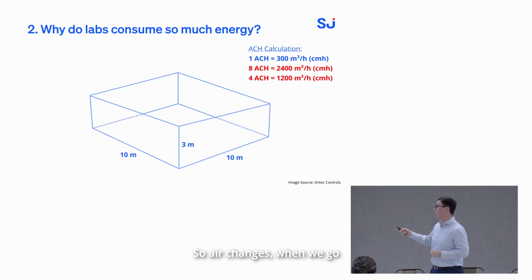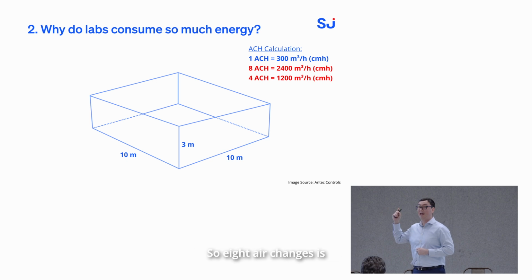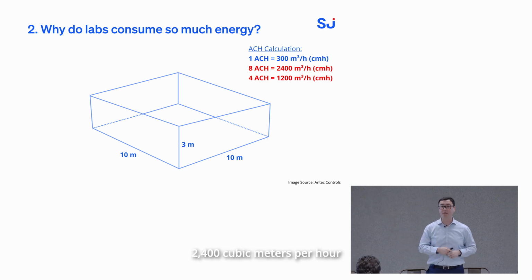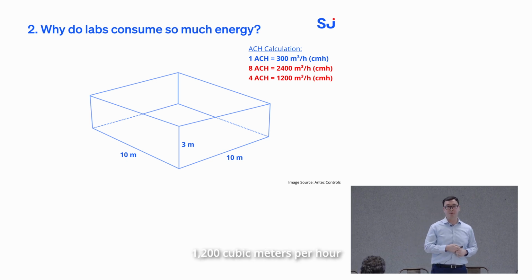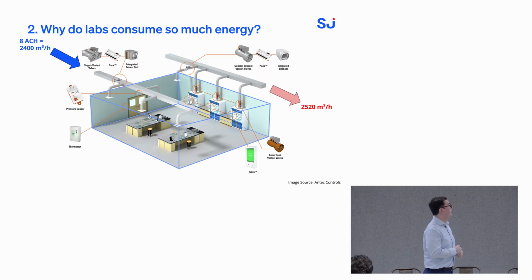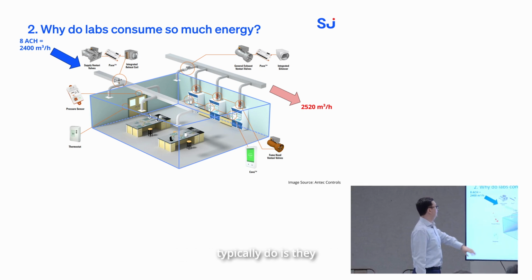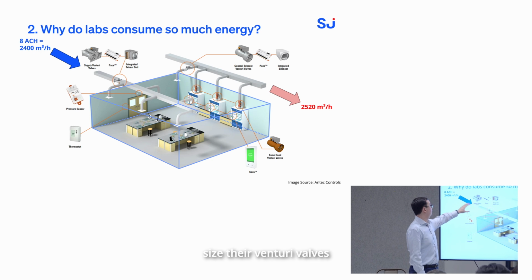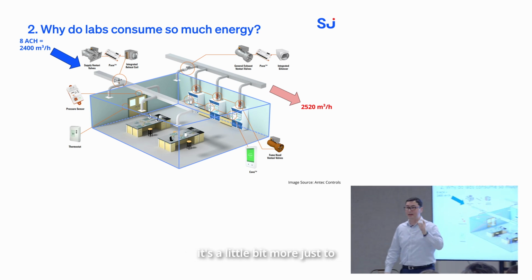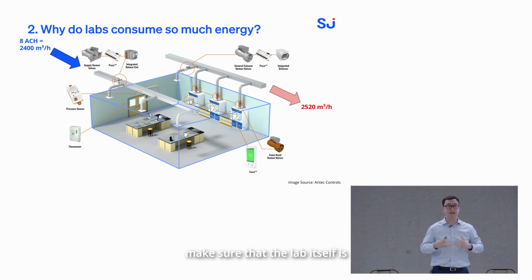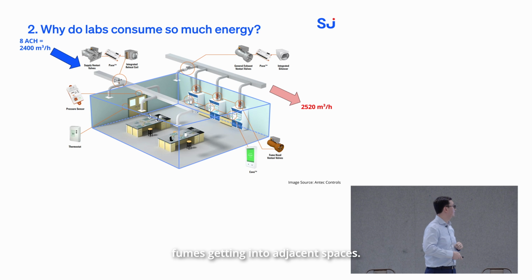So 8 air changes, when we go back to the original example, 1 air change rate was 300 cubic meters per hour. So 8 air changes is 2,400 cubic meters per hour during occupied hours and 1,200 cubic meters per hour during unoccupied hours. So when we design the system, what mechanical engineers typically do is they size their venturi valves to provide that 8 air change rate. And then on the exhaust side, it's a little bit more just to make sure that the lab itself is negatively pressurized. So you don't get the toxic fumes getting into adjacent spaces.